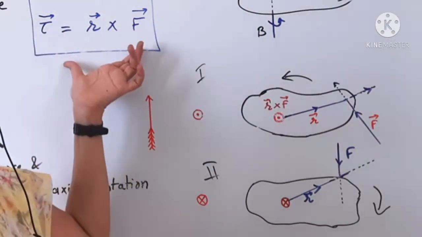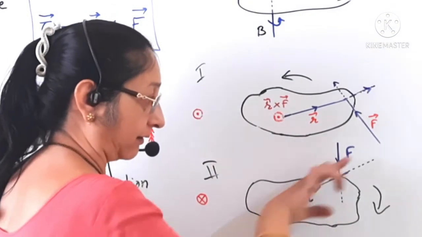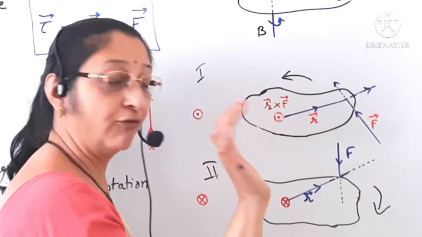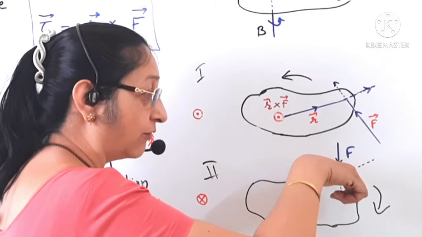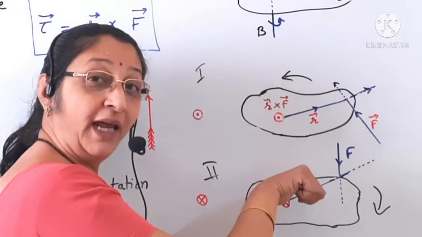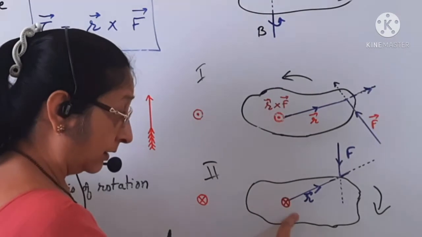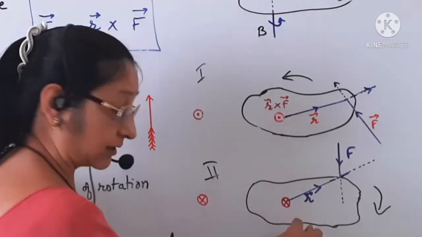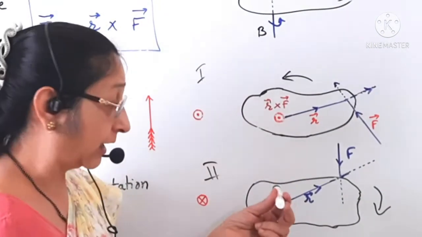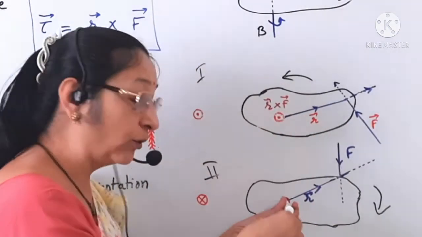We know that tau is equal to R cross F, and the direction is given by the right hand thumb rule. So, this is R. The direction of R is this. So, R cross F. I curl my fingers from R to F in this way. So, my outstretched thumb will go inside the plane of the board. So, here it is shown by a circle with a cross inside the circle. That is, the direction of the torque is perpendicular to the plane of the board and going inside.